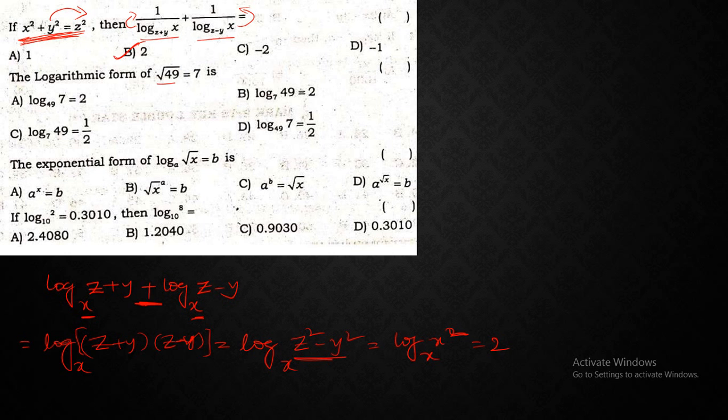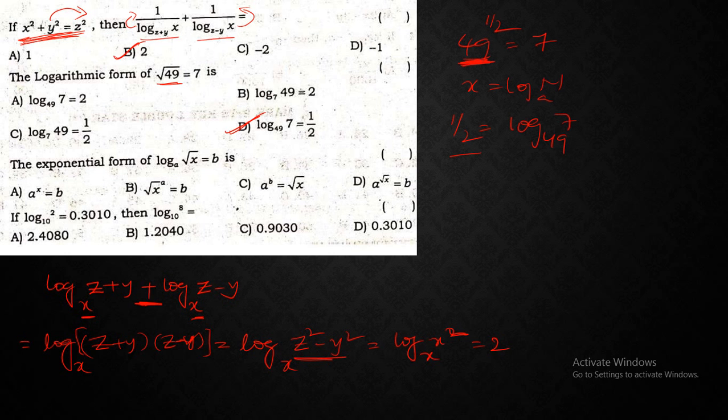Next, the logarithmic form of root 49 is equal to 7. So first of all, write it in the exponential form. So 49 power 1 by 2 is equal to 7. So this is nothing but a power x is equal to n. So from this x is equal to log n to the base a. So from this what am I going to get? Half is equal to log 7 to the base 49, because the base is always a base. So just remember that simple rule. So from this what is the answer? Half is equal to log 7 to the base 49. So option D will come, right?